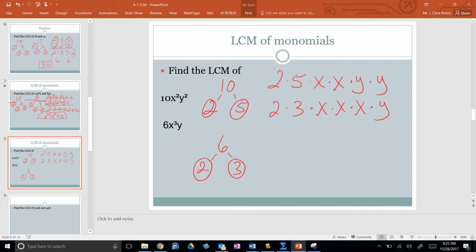Now we look for pairs. I got a pair of 2's. I've got a pair of x's. I've got another pair of x's. And I've got a pair of y's.